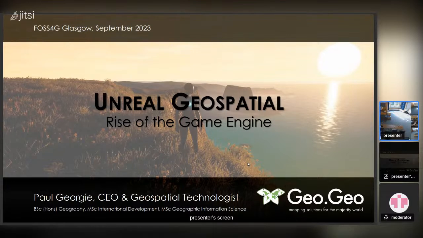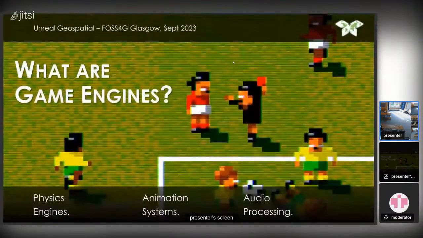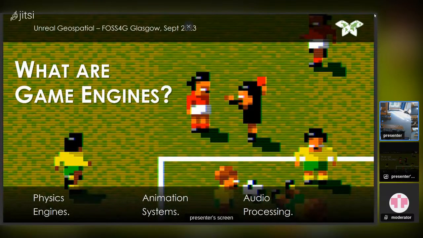That counts. I would. And I'm going to try and make the argument that game engines are not too dissimilar from the world that we love and know in GIS. So what are game engines?